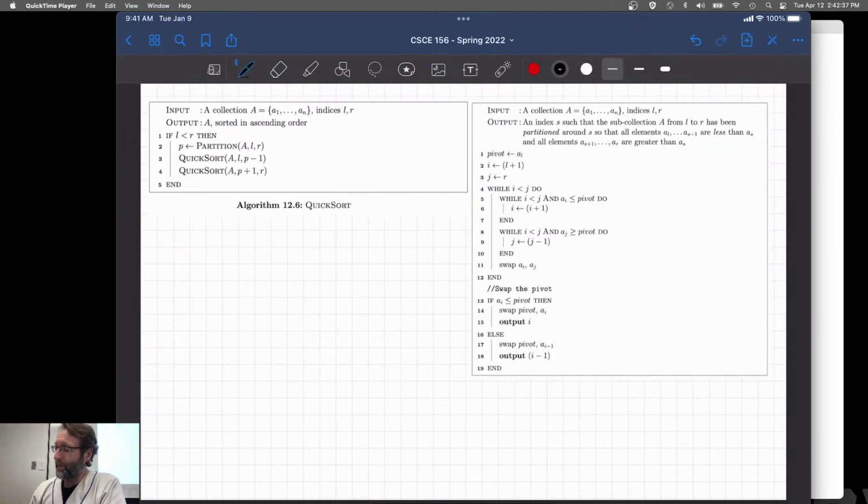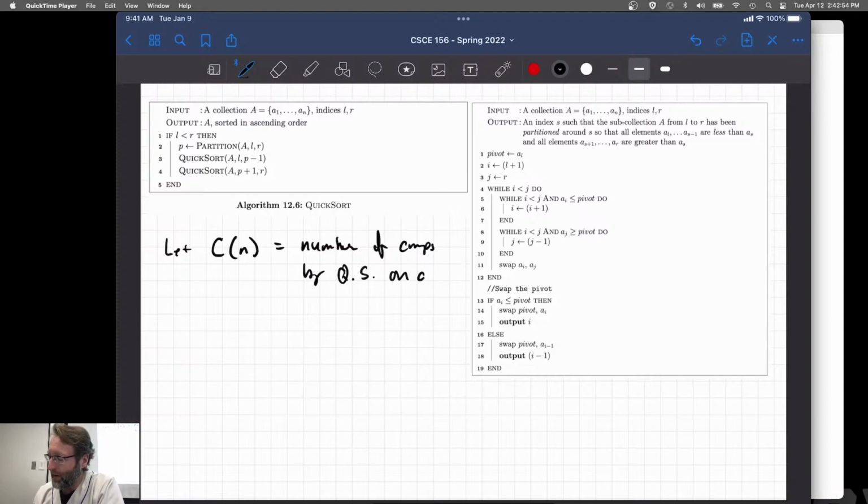I'm going to start by defining a recurrence relation. Let C sub n be the number of comparisons, comps, by quicksort, QS, on an array or collection of size n.